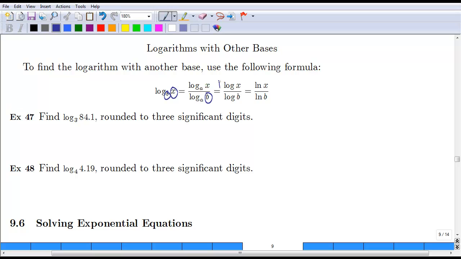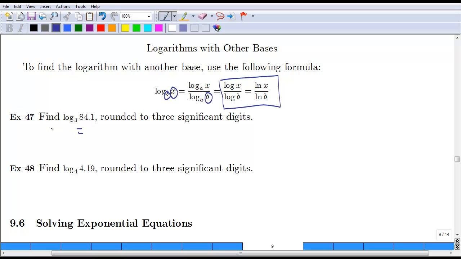So these are the ones that are going to be helpful because we can plug these into the calculator to find obscure logarithms. So for instance, if we want to find the logarithm base 3 of 84.1, again, it's not real easy to see automatically what exponent you would need to raise 3 to get 84.1. We know it would have to be bigger than 4 because 81 would give us 4, but we can use the change of base formula.